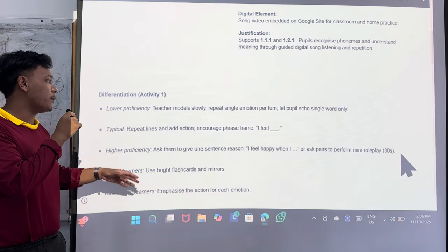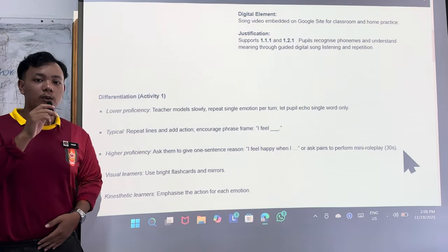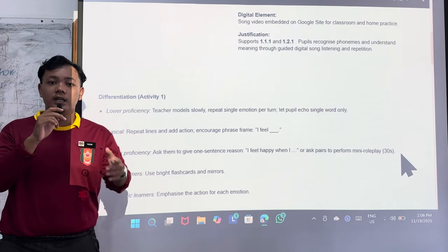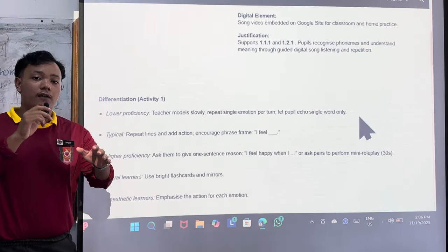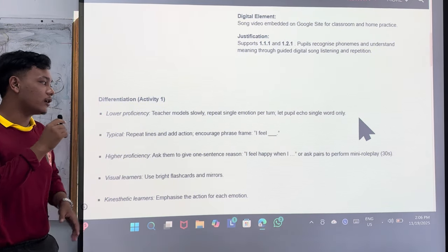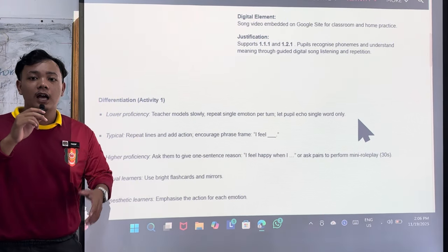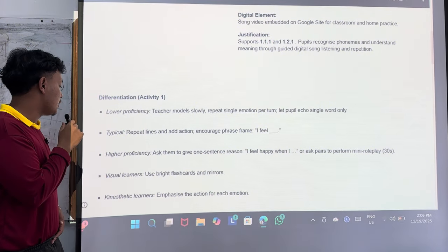The teacher models slowly, repeating a single emotion per turn to let pupils echo a single word only. For the weaker students, the teacher will do this. And then for the average students, the typical students will repeat lines and add actions, encouraged with a phrase frame like I feel happy, I feel sad, and anything that is suitable for it.